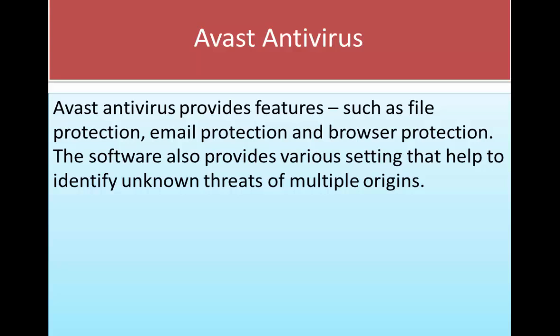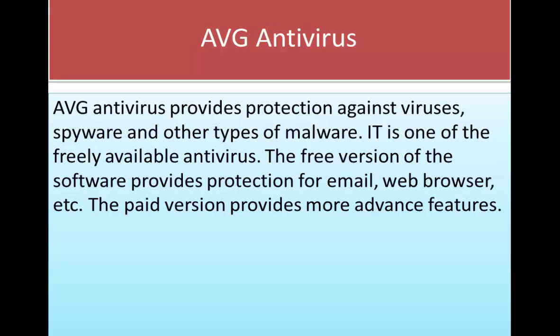What is browser protection? A browser is software that allows you to browse the internet and different websites. The software also provides various settings that help to identify unknown threats of multiple origins. So Avast Antivirus provides security through file protection, email protection, and browser protection. So this is Avast. Now next is AVG Antivirus. AVG Antivirus provides protection against viruses and spyware.